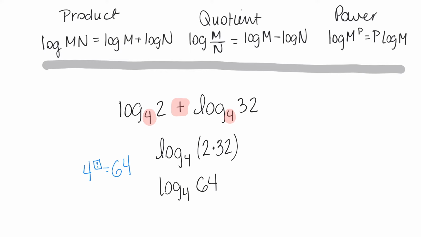Well, 4 times 4 is 16. 16 times 4 is 64. So cubed. So 4 cubed. So this equals 3. All right, let's try another one.